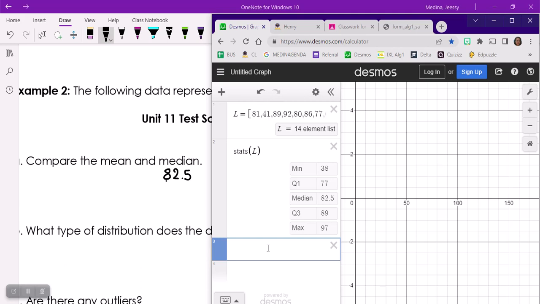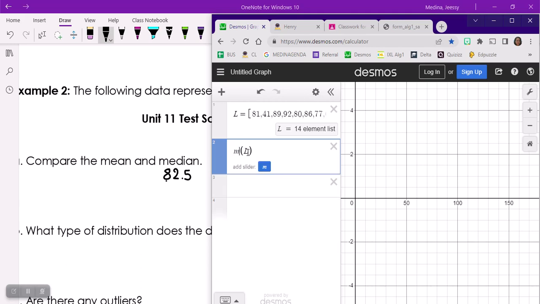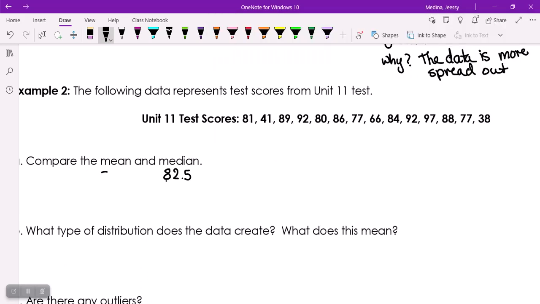Guys, what does the question say? What is the question? Okay, we have the median, so what do we have to do now? Yes, and how do I do the mean? No, you type the word mean instead of stats. Oh my gosh, pay attention. You type the word mean instead of stats to get the mean. And it's 77.7.